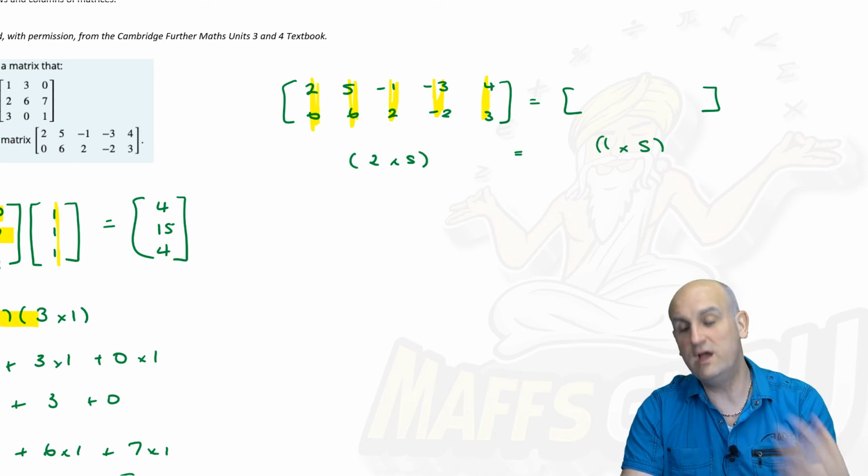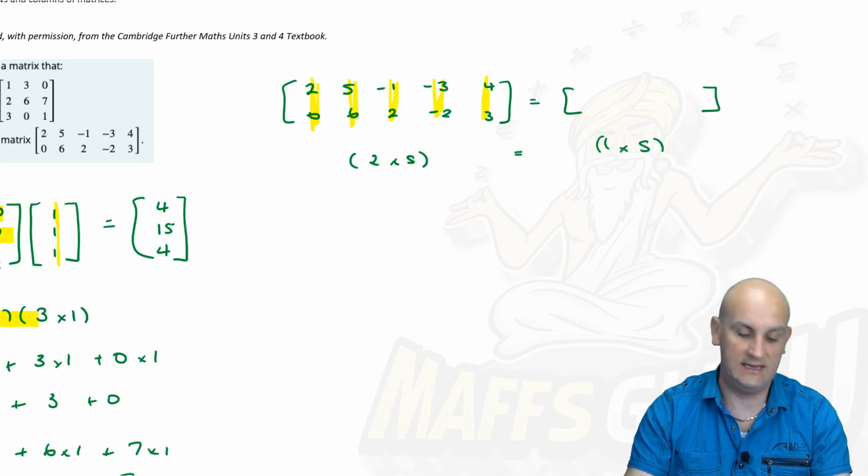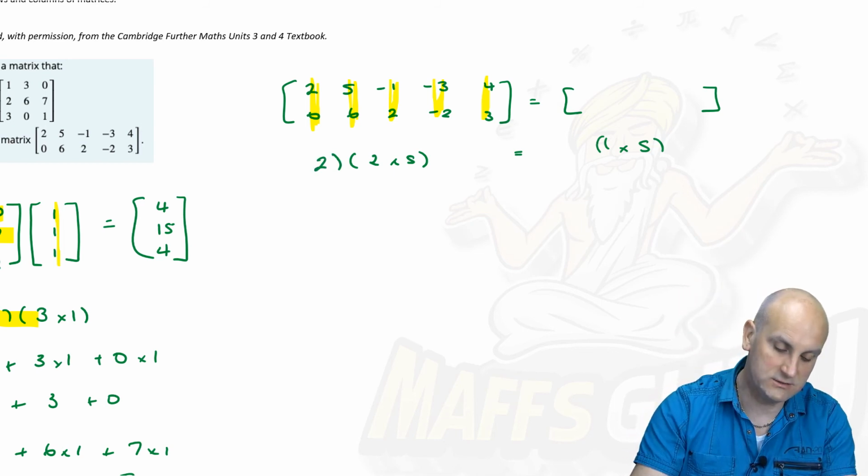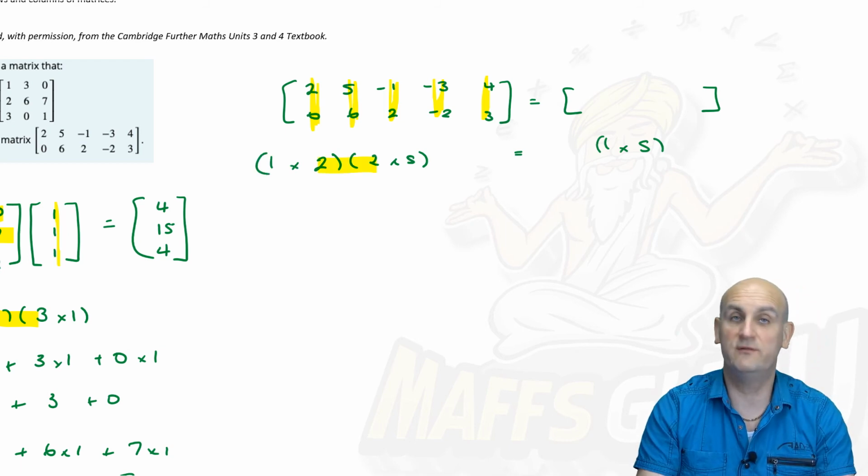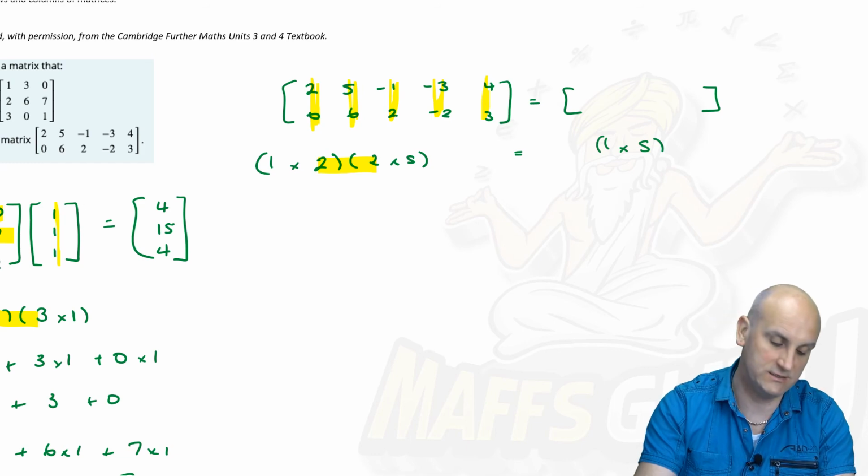So now reversing this, how am I going to end up getting this? Well, we now know that that's got to be a 2 and that's got to be a 1. Why has it got to be a 2? Because those two middle values there have to match to make the multiplication work.